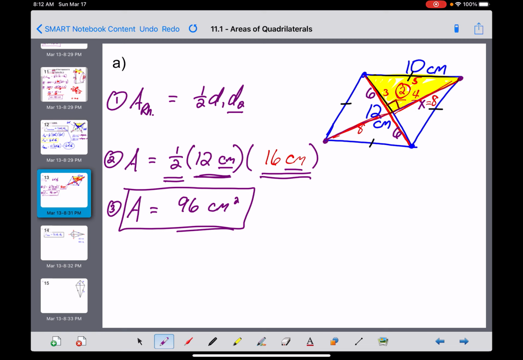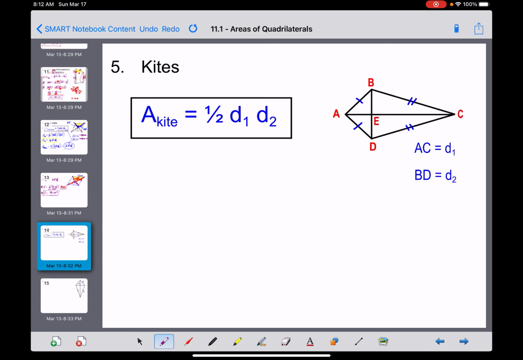Okay, so there's the one and only rhombus problem I was going to do with you guys. And let's take a look now at our final formula here. We're almost done with 11.1, area of a kite. And the formula, well, let's go back, guys. The definition of a kite is that it's a quadrilateral, 4 sides, with 2 pairs of consecutive congruent sides. So you can see here with the tick marks that AB and AD are congruent to each other. And likewise, BC and DC are congruent as well. So that's what makes this figure a kite.